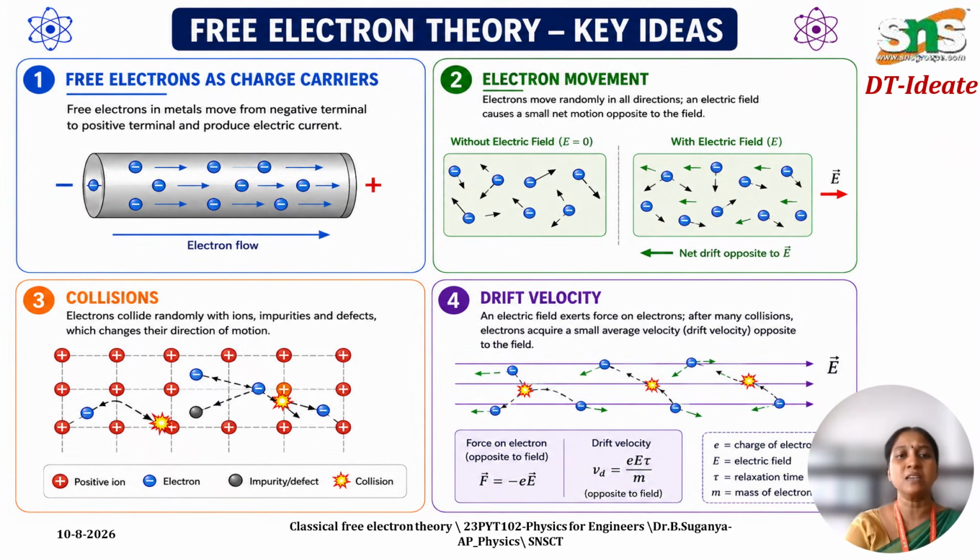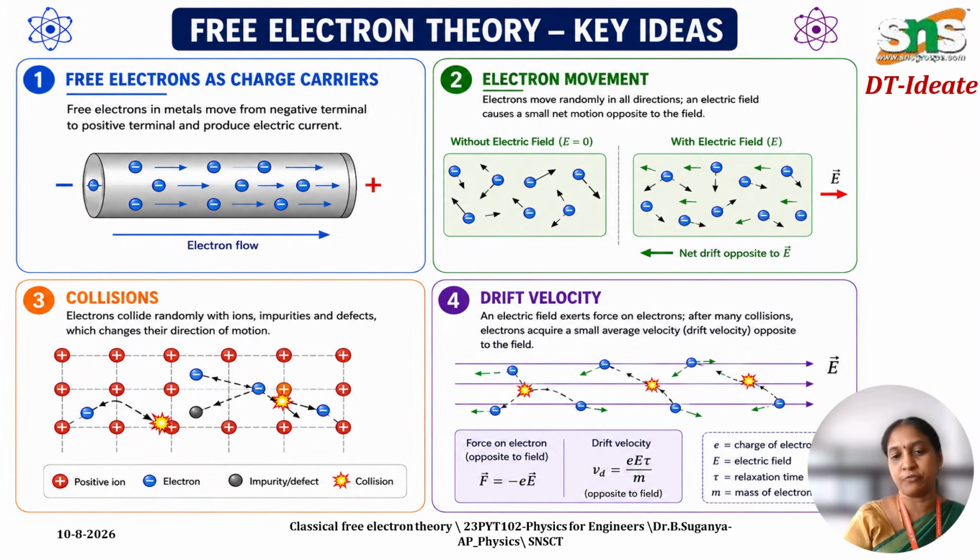In free electron theory, some key ideas are as follows. Free electrons as charge carriers: the electrons are negatively charged particles, so they carry negative charge. Electron movement: electrons move randomly in all directions, and an electric field causes a small net motion opposite to the electric field. Next is collisions: electrons collide randomly with ions, impurities, and defects, which changes their direction of motion. Next, drift velocity. An electric field exerts a force on electrons. After many collisions, electrons acquire a small average velocity called drift velocity, and it is opposite to the electric field.